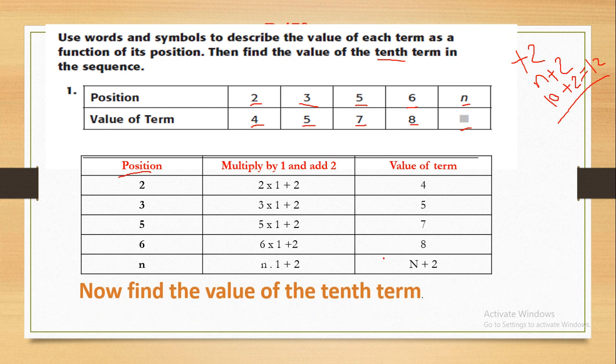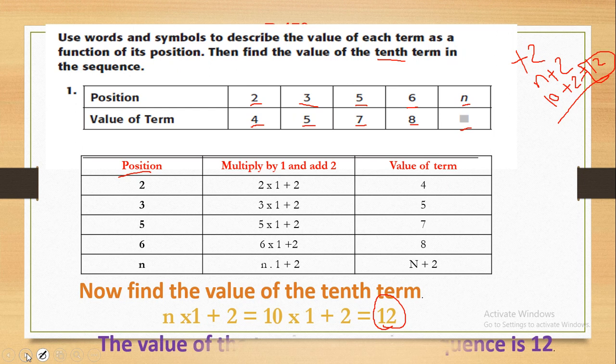So now let's find the value of the 10th term. It will be n times 1 plus 2. That means I will change n, I will put 10. So 10 times 1 is 10, plus 2 equals 12. So if you look carefully here, in the same way we get the same answer. So choose whatever you like, okay? Let's see the second.